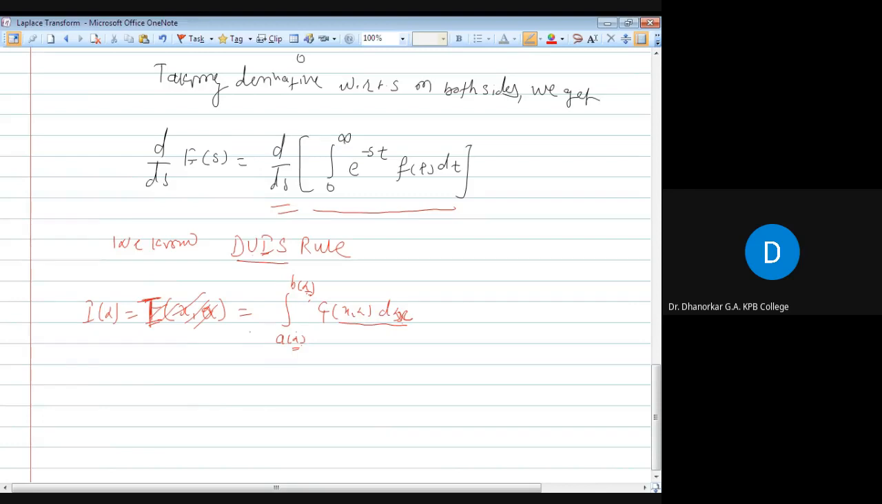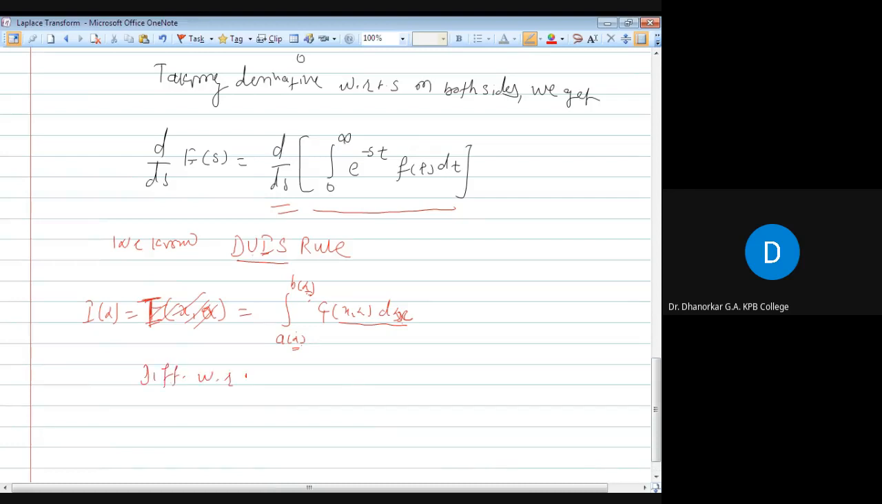This is I of alpha, because x vanishes here due to these limits. x is equal to a of alpha as the lower limit and b of alpha as the upper limit. That's why x vanishes. Only we are getting our function in terms of alpha. Here we are differentiating this function with respect to alpha.